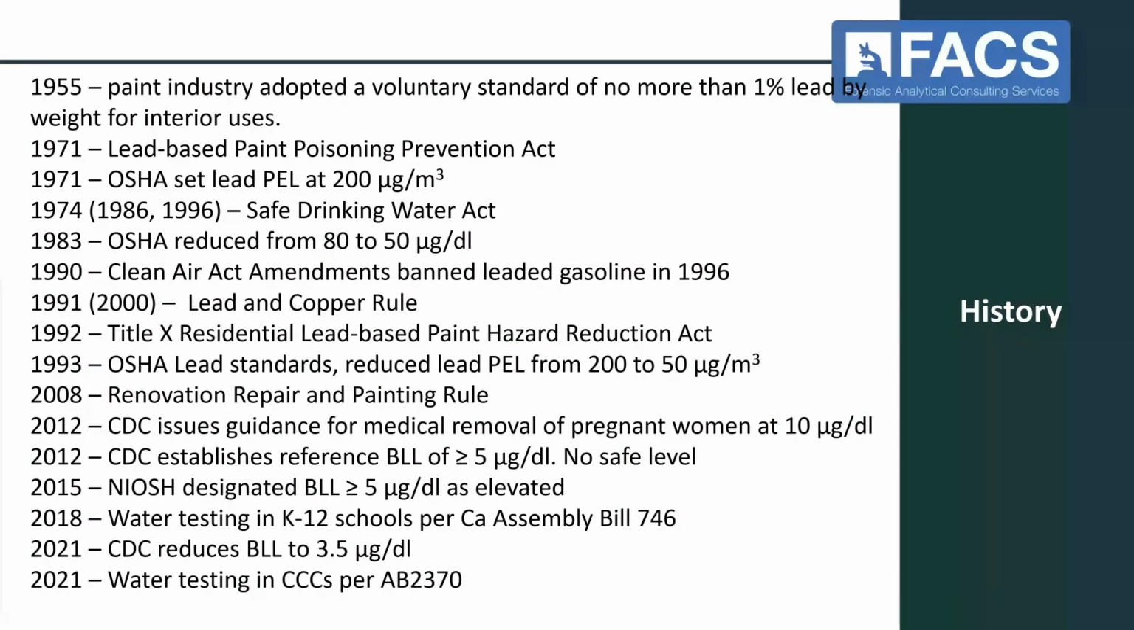As we get into the 2000s is when we really start to see movement in our understanding of the health impacts of lead. This really comes through from the CDC in some of their levels around children. In 2012, they set a medical removal number for pregnant women at 10 micrograms per deciliter of blood. And in 2012, they also set their reference level for children at 5.